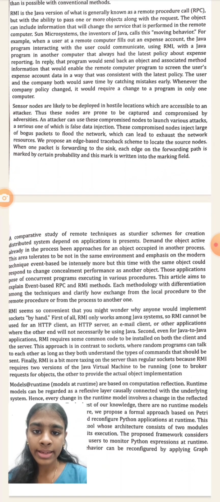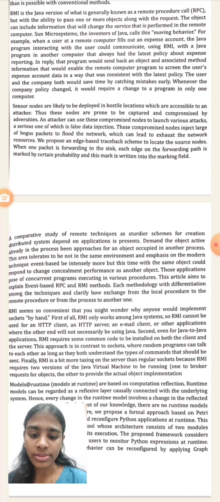Sensor nodes are likely to be deployed in hostile locations which are accessible to an attacker. Thus, these nodes are prone to be captured and compromised by adversaries. An attacker can use these compromised nodes to launch various attacks, a serious one of which is false data injection. These compromised nodes inject large numbers of bogus packets to flood the network, which can lead to exhaustion of network resources.